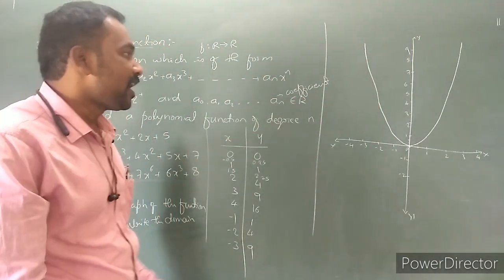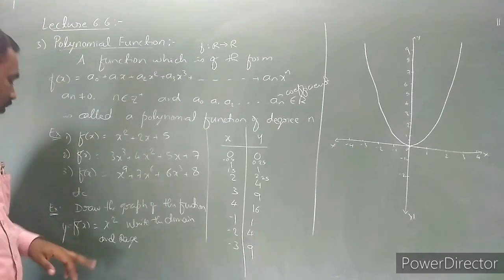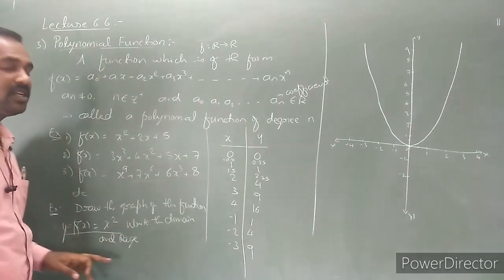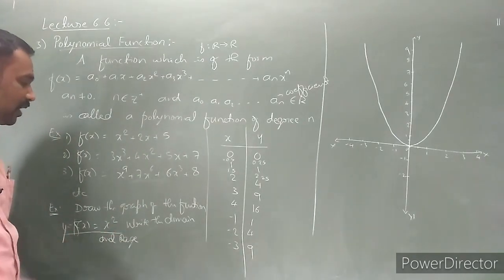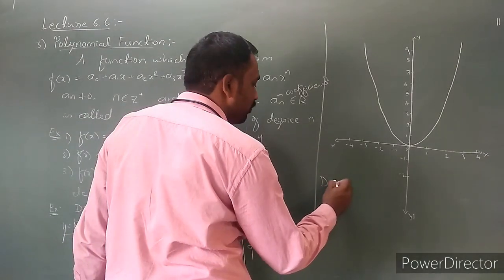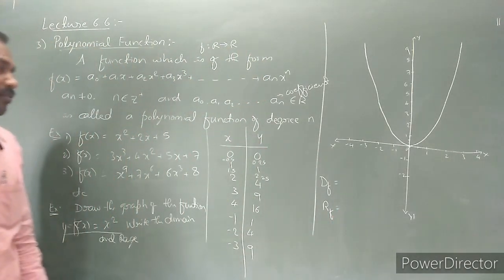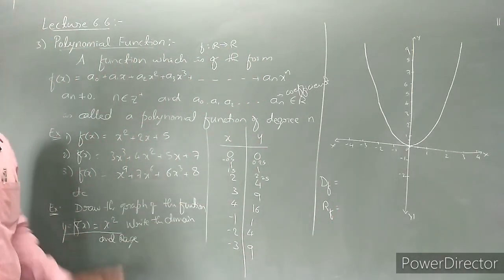This is the graph of the function f of x is equal to x square. Okay, now we are required to write the domain of the function and the range of the function. What is the domain of this function and what is the range of the function?